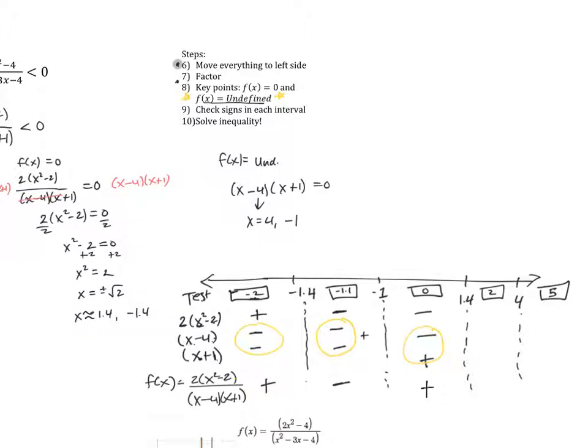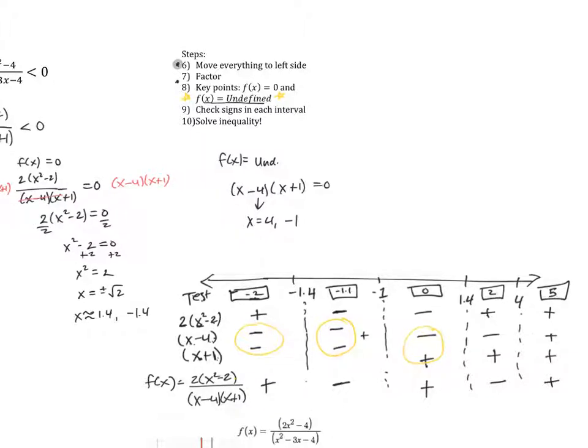Okay, for 2, 2 squared is 4. 4 minus 2 is positive. Multiplied by 2, it's still positive. 2 minus 4 is negative. 2 plus 1 is positive. So the output there is negative. And 5 gives me a positive output for all of those.